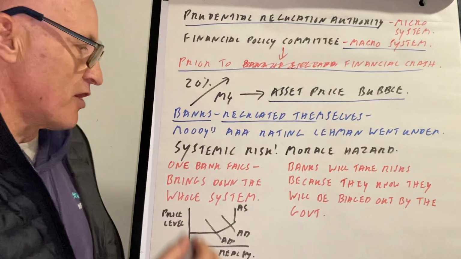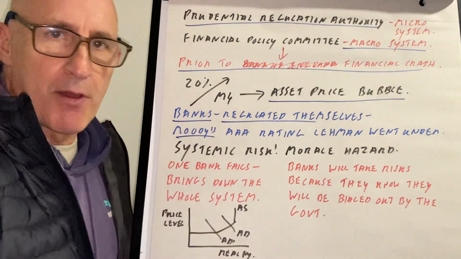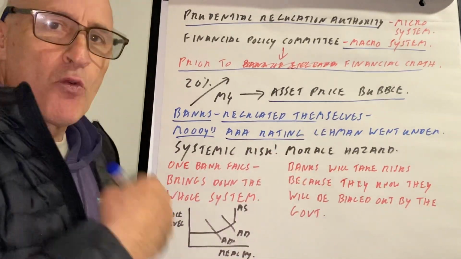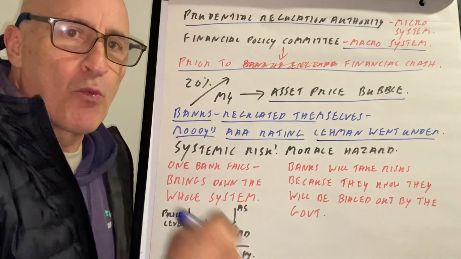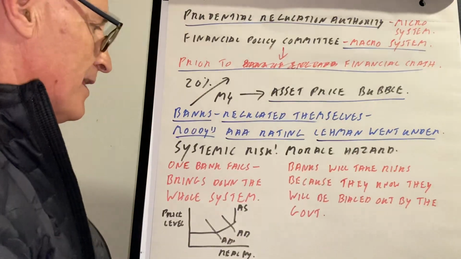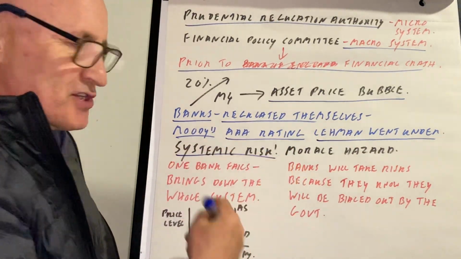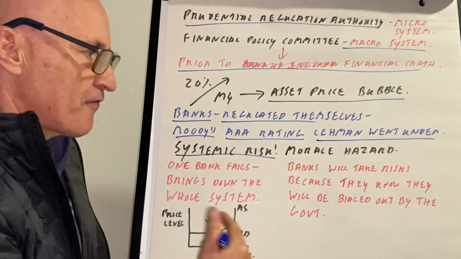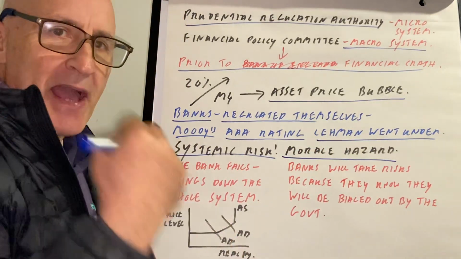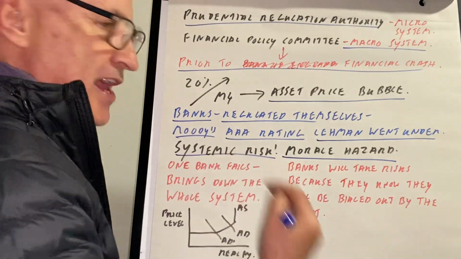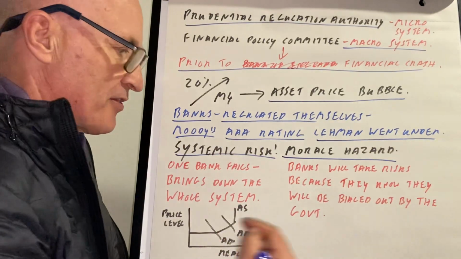And I'd always tell the story of Moody's. They gave the Lehman Brothers a AAA rating, which meant that this bank was very safe. 4 months later, the bank went under and it lost all of its money. This creates systemic risk, which is if one bank fails, then they all fail. And we also have the problem of moral hazard, whereby banks are willing to take risks because they know at the end of the day they will be bailed out by the government.